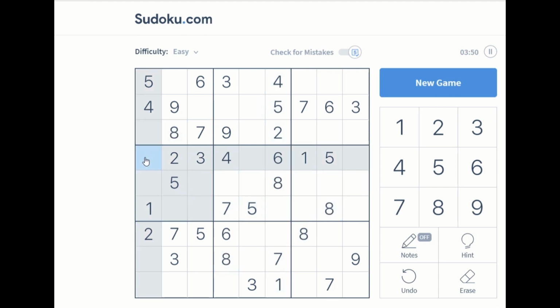So the only square in this entire 3 by 3 box that remains which can contain the digit 8 is this. This is the only one. So this is a guaranteed place for the digit 8, and we can place it there.